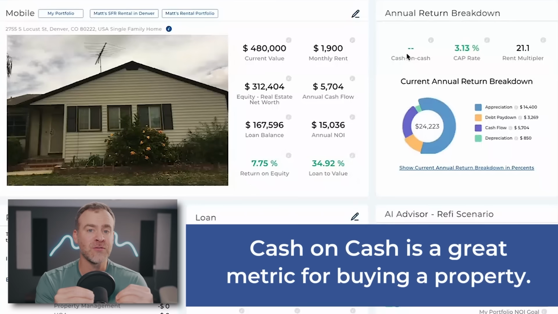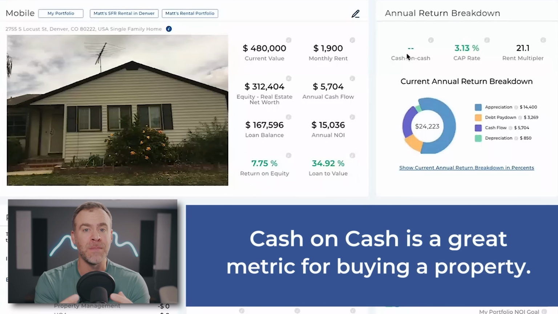Now, cash on cash is a really good metric for analyzing a property when you buy, but not analyzing it as a current rental.